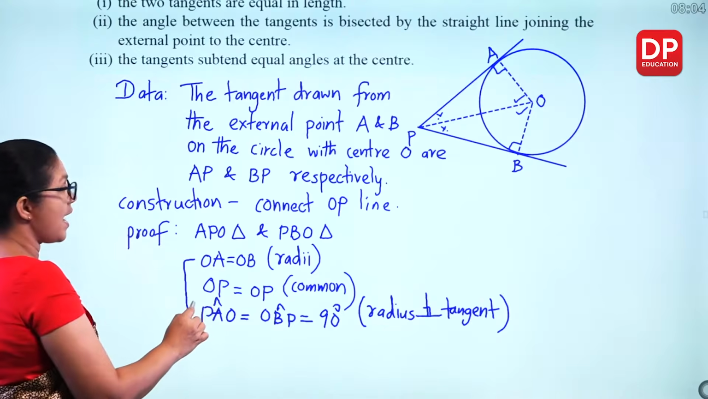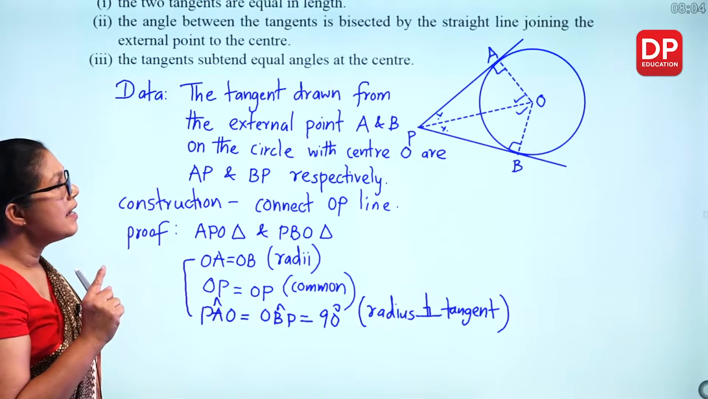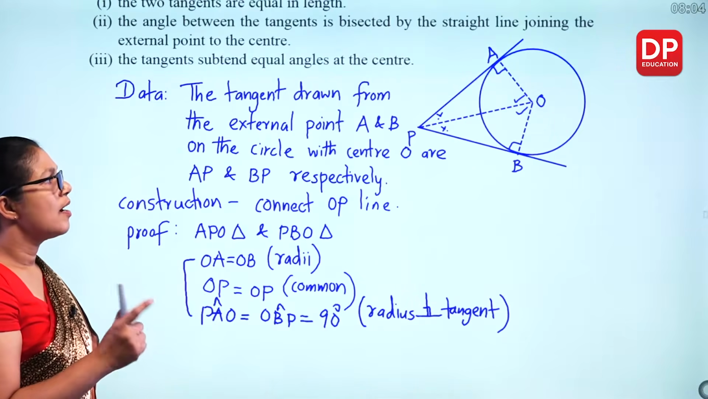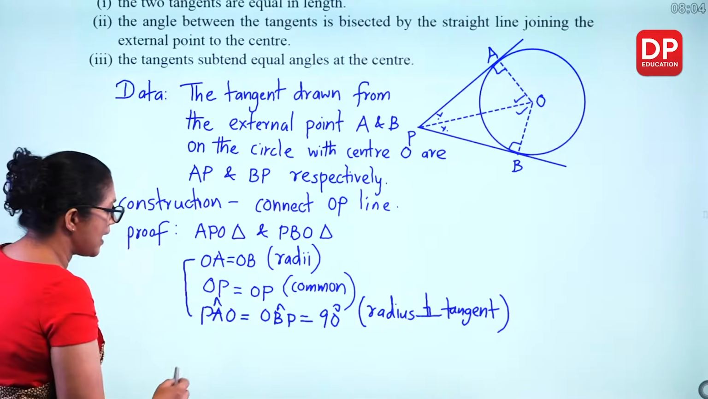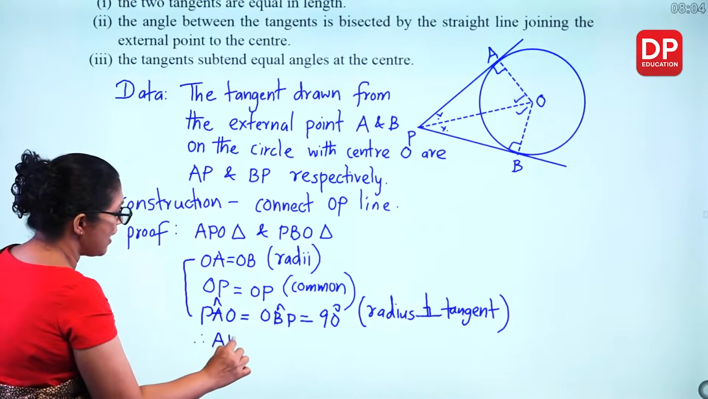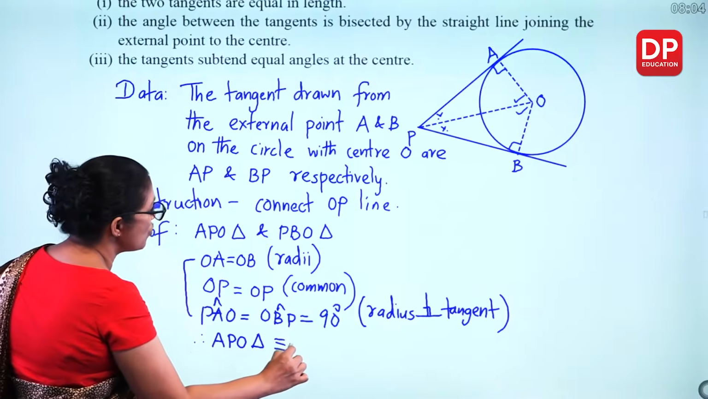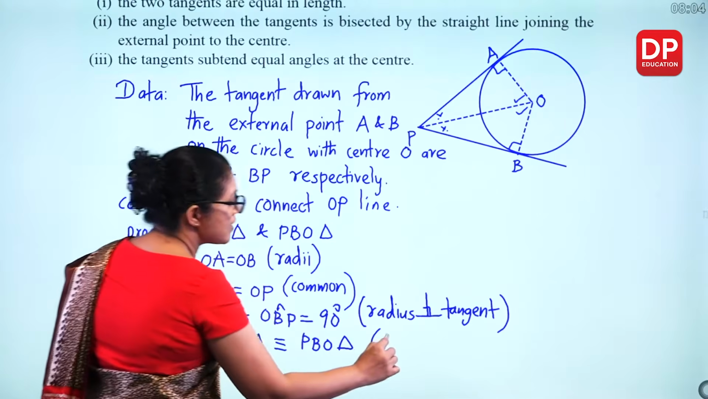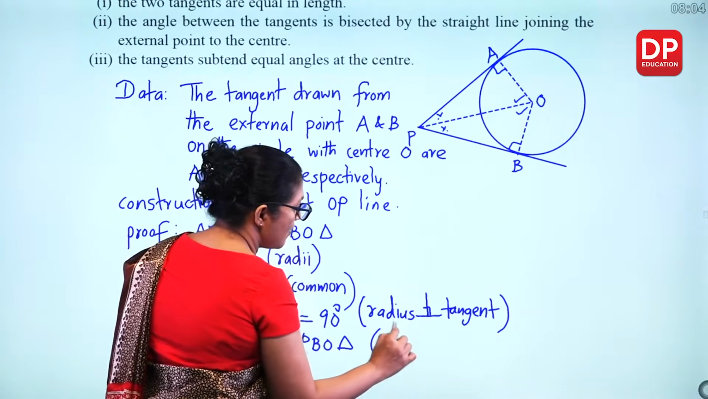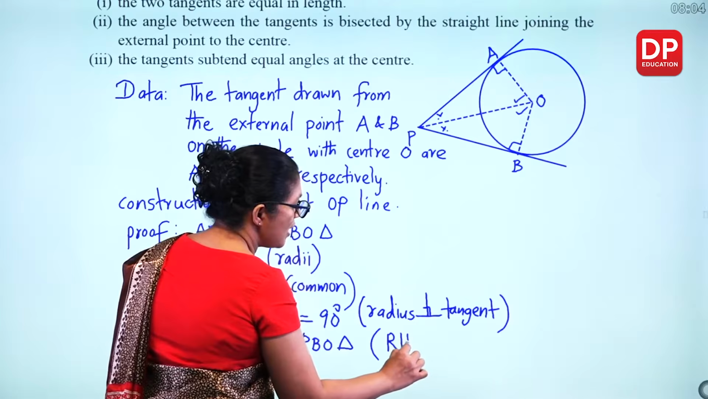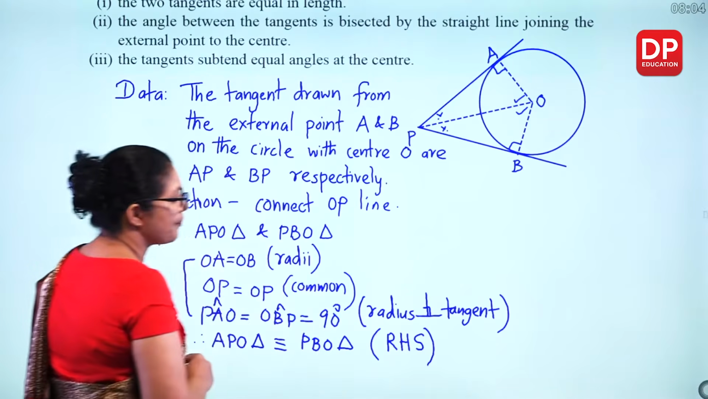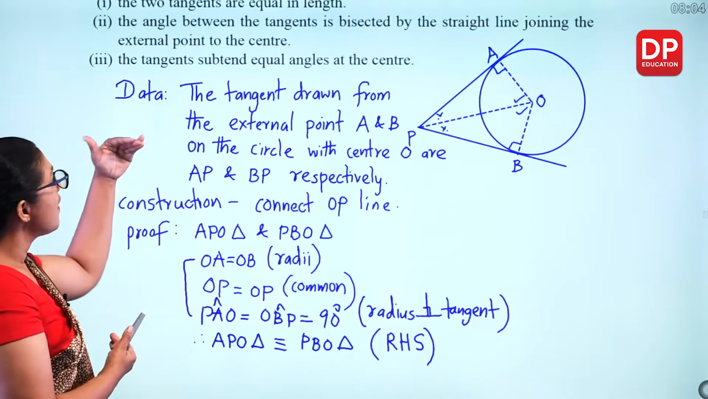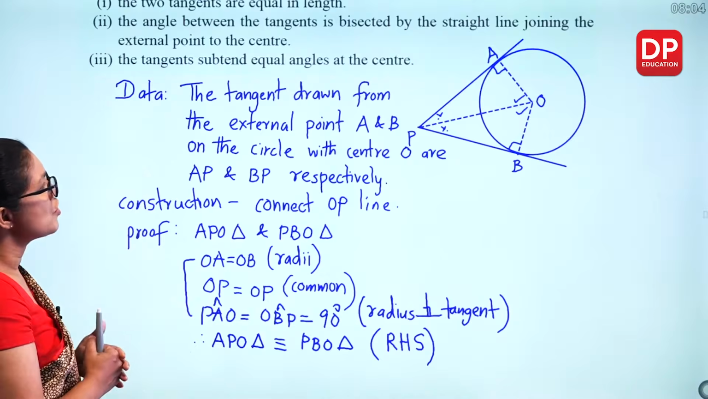So we know this is a right angled triangle, and one side and the hypotenuse are both equal. So we can say triangle APO is congruent to triangle PBO, by RHS, right angle, hypotenuse, side. Because of RHS, we can write down all these three pieces of information.